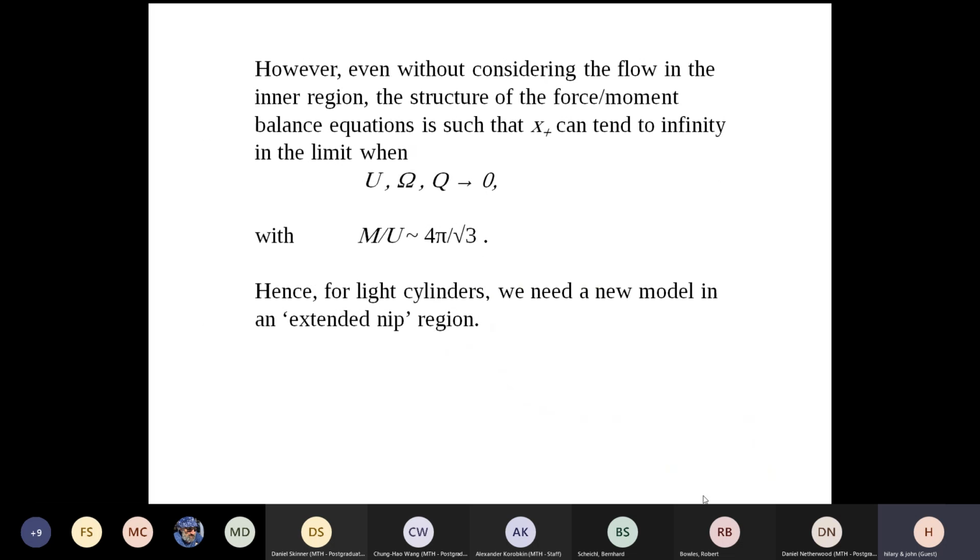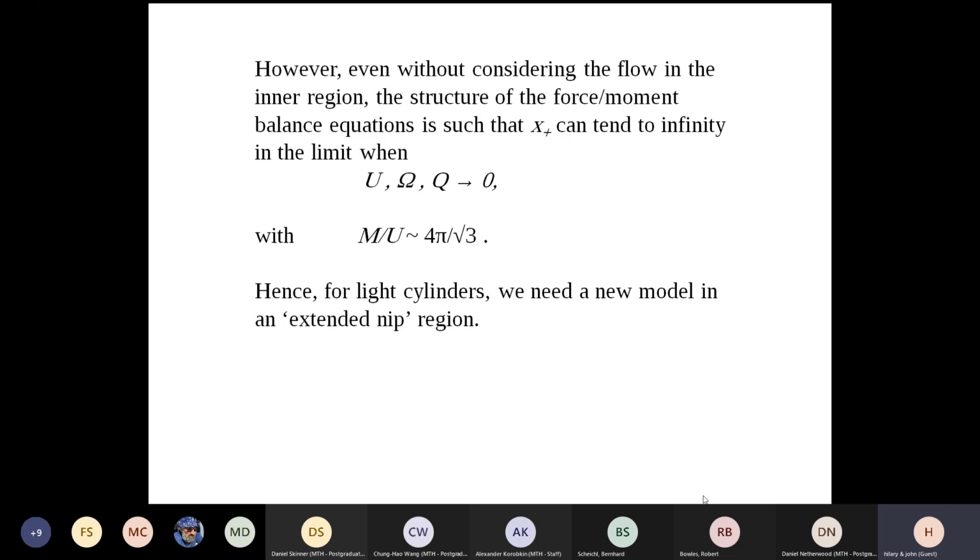Next slide, please. Yes, in fact, even without doing Radu's calculations, if you just look at the 5 equations that you can write down for the 7 unknowns, if you juggle around with them, you can see that when U is small and omega is small and Q is small, they do simplify. You can't solve them precisely, but you can see there is a limiting ratio that M over U cannot go above 4 pi over √3. So that would be an upper bound on the speed for a reasonably heavy cylinder. It's a similar sort of result to what we had for the block.